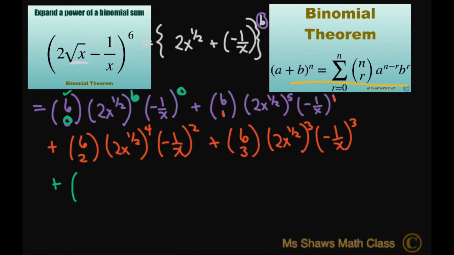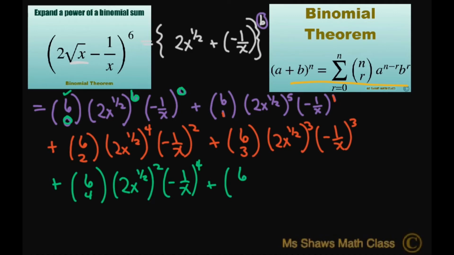All right, 6 choose 4. You might want to write these down because I'm running out of room. And then copy this down. So this is going to be a 4 because they match. So this has to be a 2. 2 plus 4 is 6.